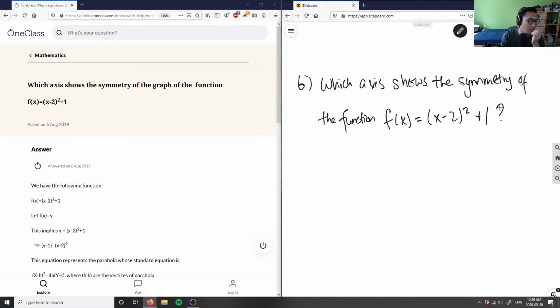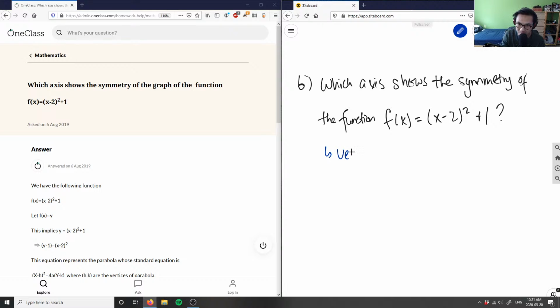So I'm looking at which axis shows the symmetry. I'm looking at whether it is the x or the y-axis that shows the symmetry of the function f of x equals (x minus 2) squared plus 1. What we want to do with this function is find the vertex, because this function is currently in vertex form. It's something you learn in algebra 1 or in grade 10.